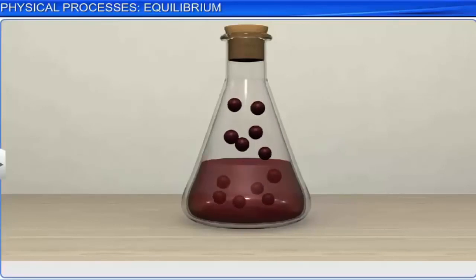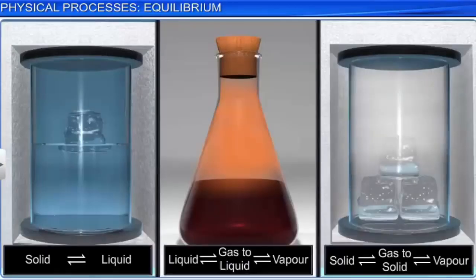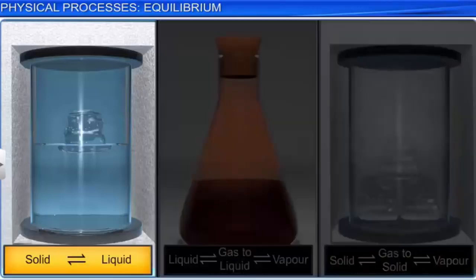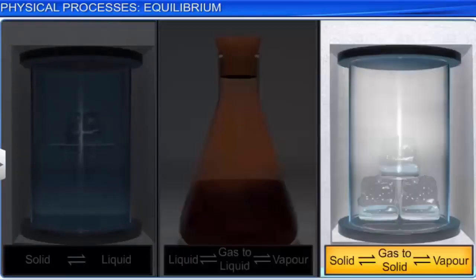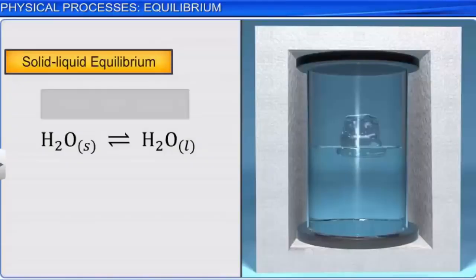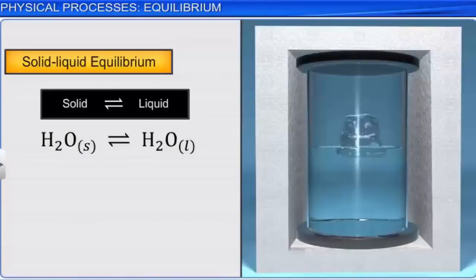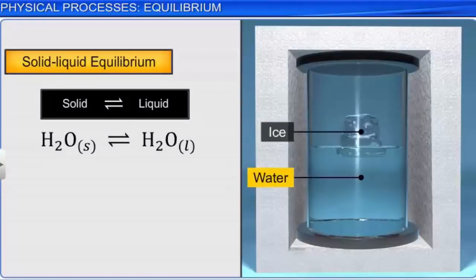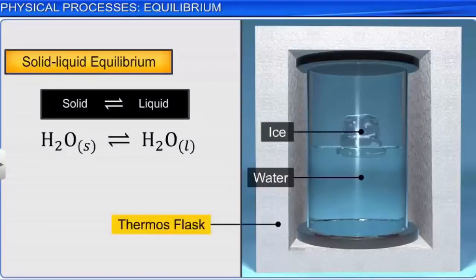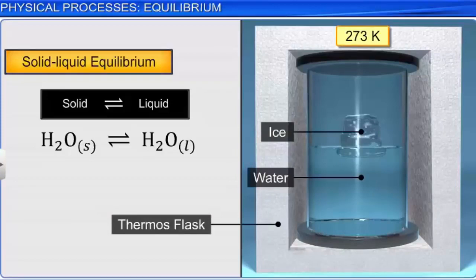The important aspects of equilibrium involving physical processes can be understood by studying some phase transformation processes, such as solid-liquid, liquid-vapor, solid-vapor. Let's see solid-liquid equilibrium. Ice in equilibrium with water in a perfectly insulated thermos flask at 273 Kelvin and at atmospheric pressure stands as a perfect example of solid-liquid equilibrium.